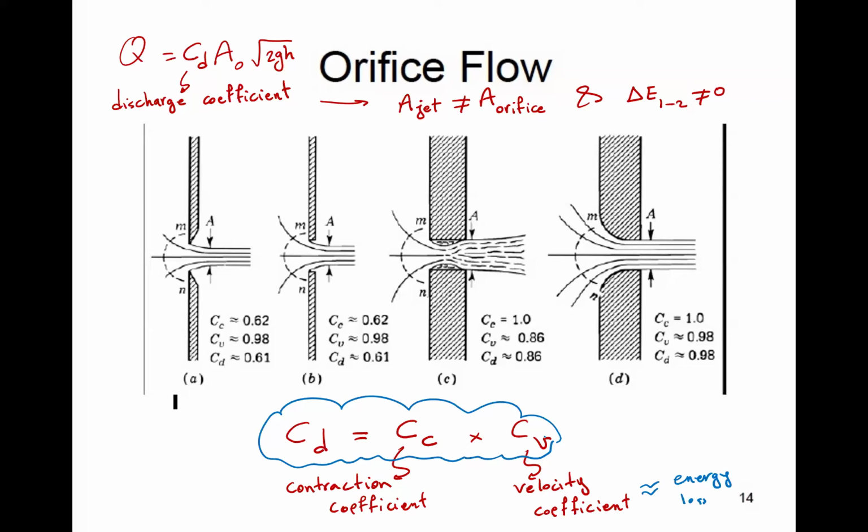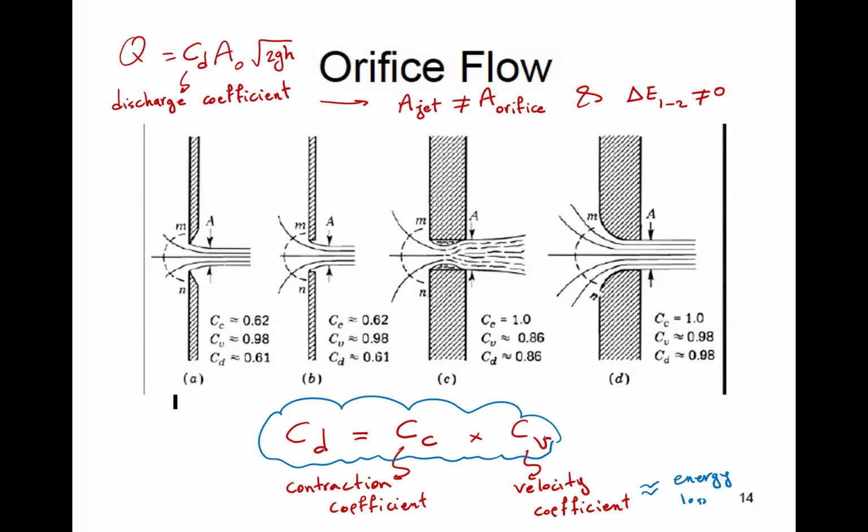So if you have absolutely no information, it is safe to assume that CC is 0.6, 0.65, and CV is around 1, because in most cases it's just below 1 anyway. So we're not introducing a big error by doing that. Okay, so that's an orifice. Nothing new. It's really basic fluid mechanics.